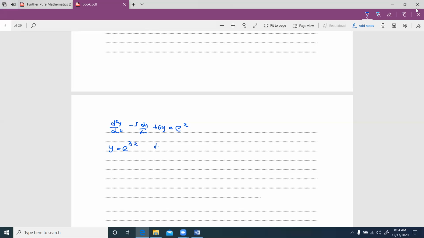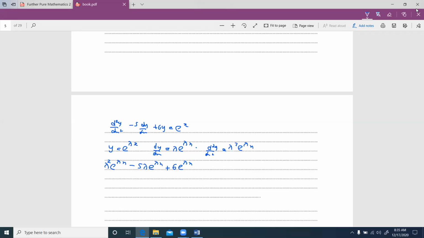Then dy by dx becomes lambda e to the power lambda x. And the second differentiation is lambda squared e to the power lambda x. So in this case, you can say lambda squared e to the power lambda x minus 5 lambda e to the power lambda x plus 6. Sir, y should be lambda e to the power x, no?